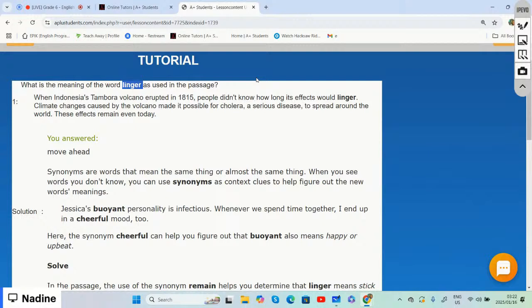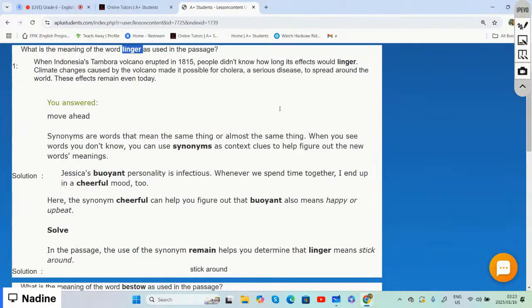It says, when Indonesia's Tambora volcano erupted in 1815, people didn't know how long its effects would linger. Climate changes caused by the volcano made it possible for cholera, a serious disease, to spread around the world. These effects remain even today. So, linger. What is the meaning of the word linger as used in the passage?